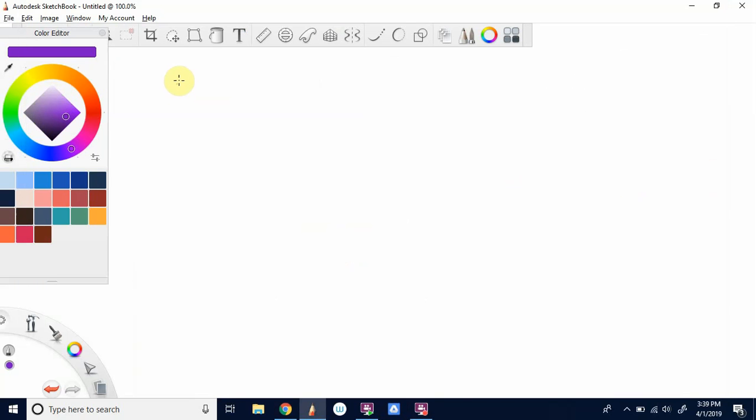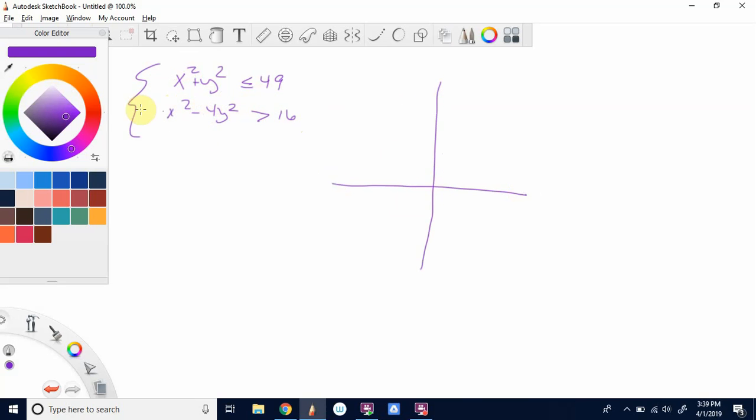So our first one, I'll take our equation. When we have inequalities, we do have to know how to graph them. If you don't, that's going to be a problem. So here's our system. So let's graph our first one. It's a circle. My center is 0, 0.